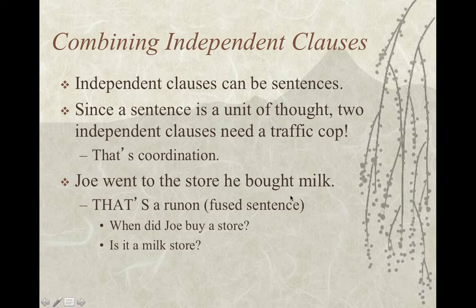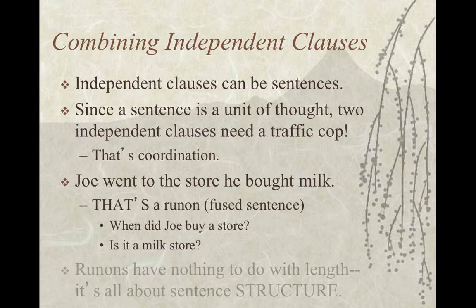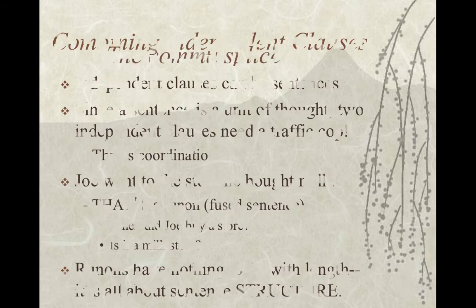"Joe went to the store, he bought milk." So this is two independent clauses. "Joe went to the store," that can be a sentence. "He bought milk," that can be a sentence. But when we run these together, that's called a fused sentence, and here's the problem. "Joe went to the store he bought." Now, when did Joe buy this store? Is this like a milk store or something? So obviously in this short sentence, I'm going to figure it out. But even though this is a short sentence, it is a run-on, specifically a fused sentence run-on. That's why you can't do it. It is confusing. We no longer know what you mean. So how do we fix this? So first of all, understand that run-ons have nothing to do with the length. It's all about the sentence structure. So we have to look at the structure.